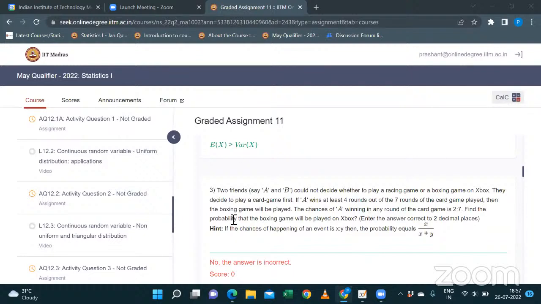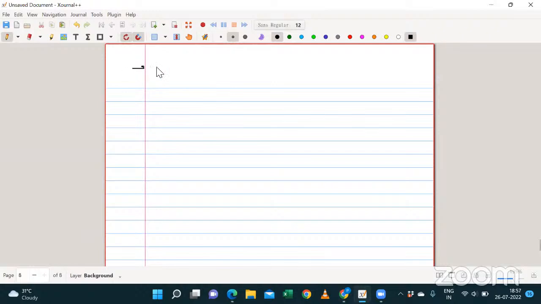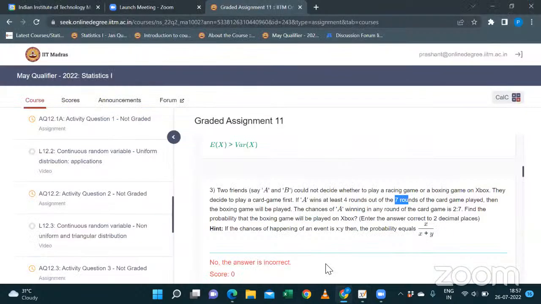Okay, see, the question is you have to find the boxing game will be played. That means it should be at least 4 rounds out of 7. Also it's mentioned there is a hint that x is to y means probability equals x divided by x plus y. So what is the total number of rounds? 7. Sir, can you show me the whole calculation? Actually, I made a calculation mistake, sir. That's why I'm asking this question, sir.